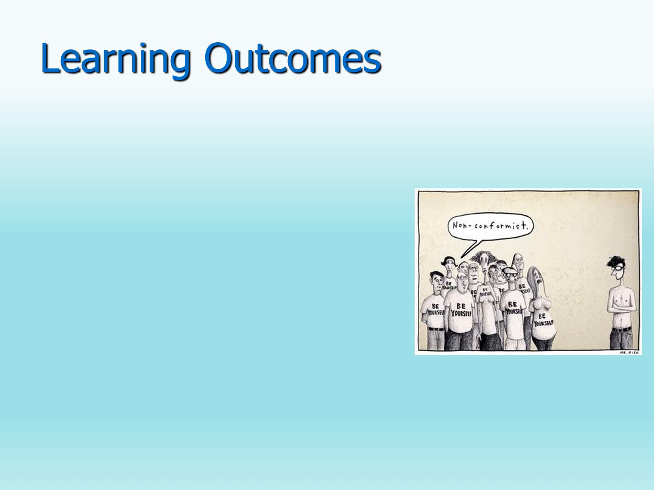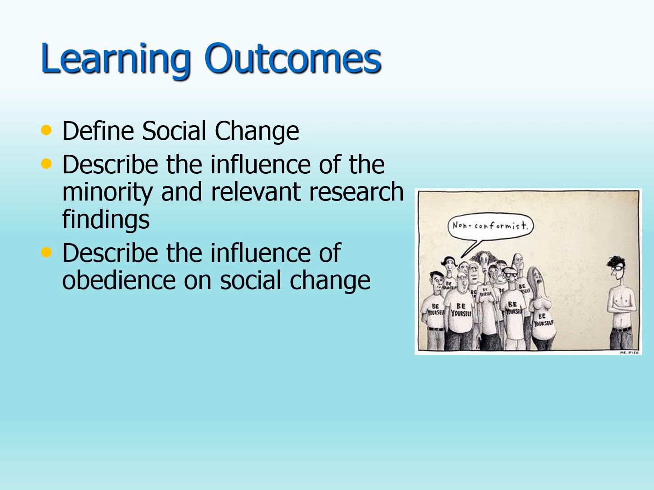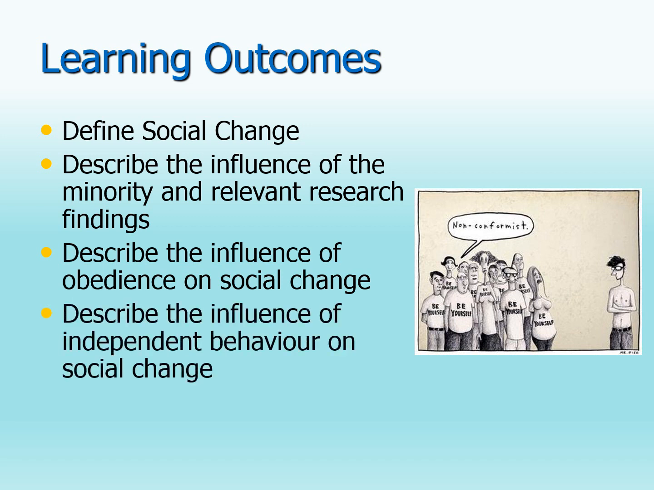So learning outcomes: hopefully you're going to be able to define what is meant by social change, describe the influence of the minority and some relevant research, the influence of obedience on social change, and the influence of independent behaviour on social change. That is just any behaviour where someone is not obeying and not conforming.